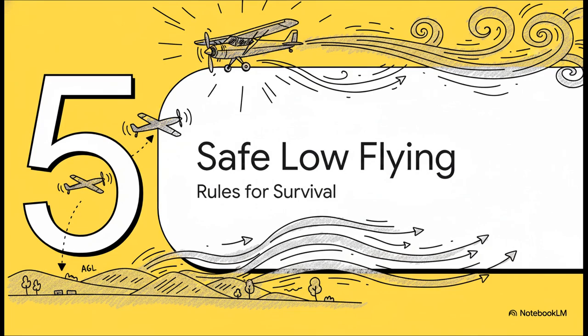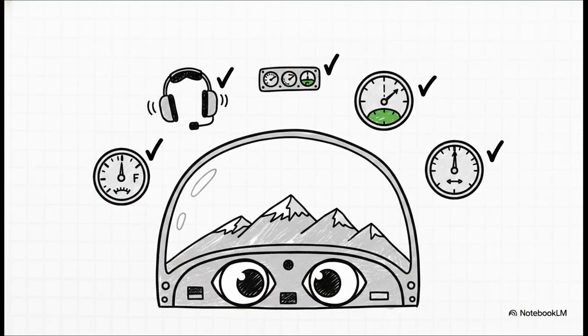All right, final section, part 5, safe low-flying rules. We're transitioning now to the absolute, non-negotiable, life and death rules of flying down at 500 feet above ground level. Before you even think about bringing an aircraft down to a low altitude, you must complete the FREHA pre-descent check.